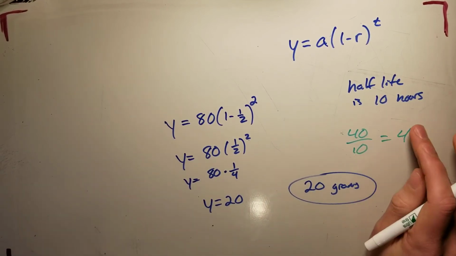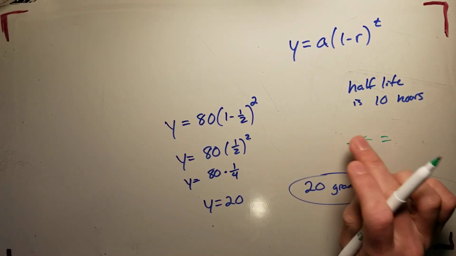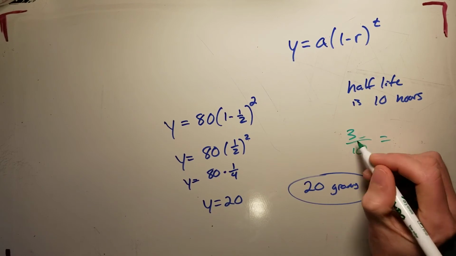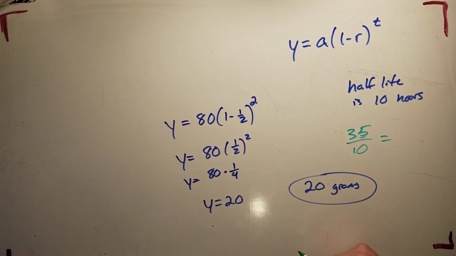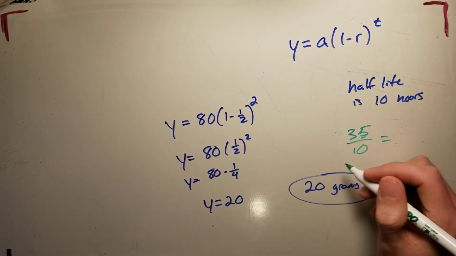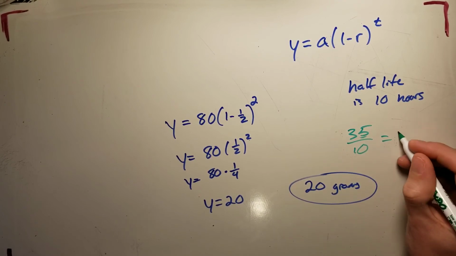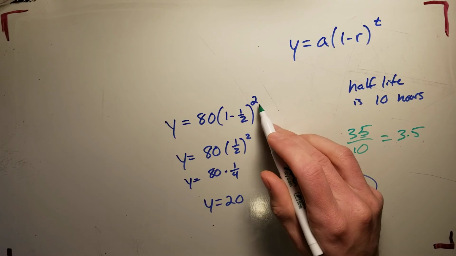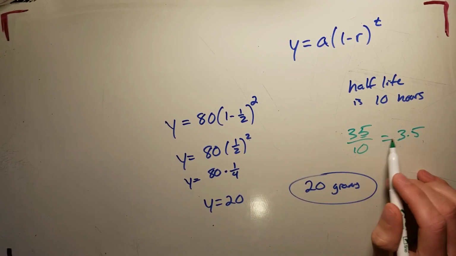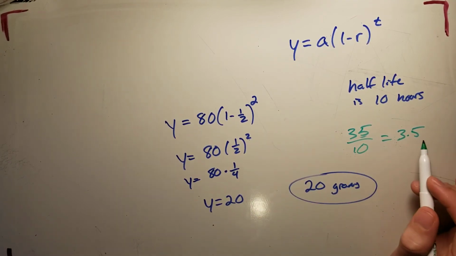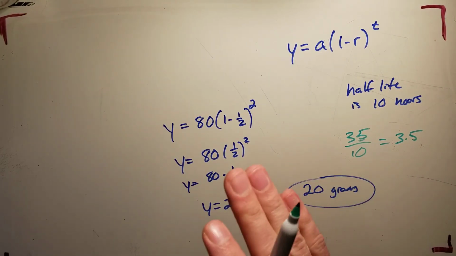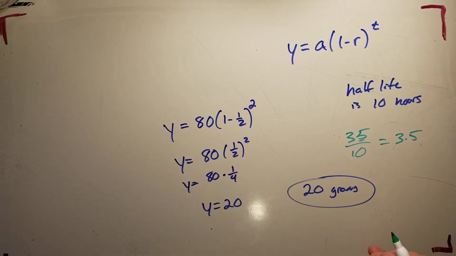You even could have, let's say, because things don't always work out as nice integers, how much is left after 35 hours. Well, you still would do 35 divided by 10, and you're going to end up with 3.5. You would just put a 3.5 up in the exponent. You're not quite taking 4 half-lives, you're getting 3.5 of them, because the half-life doesn't just instantly happen, it kind of happens as you go, it progresses, and after a full half-life, you've lost half of what you have.